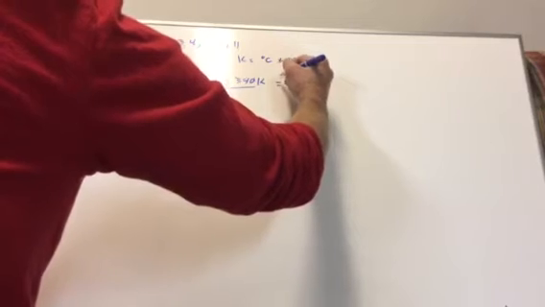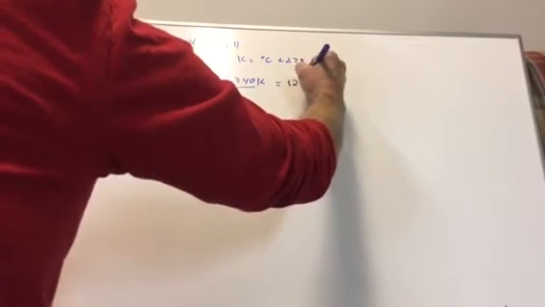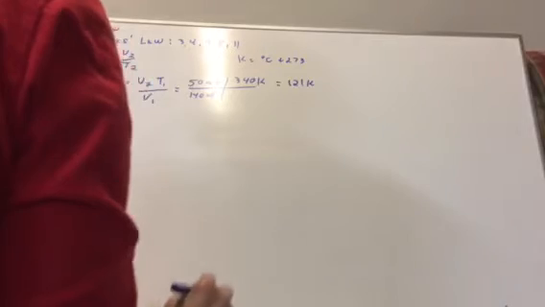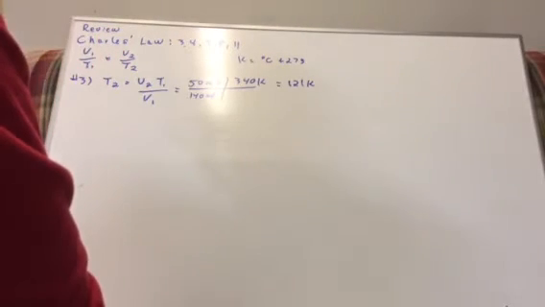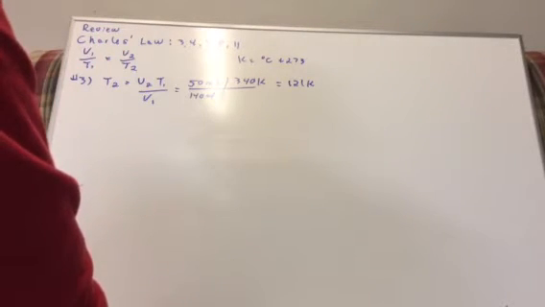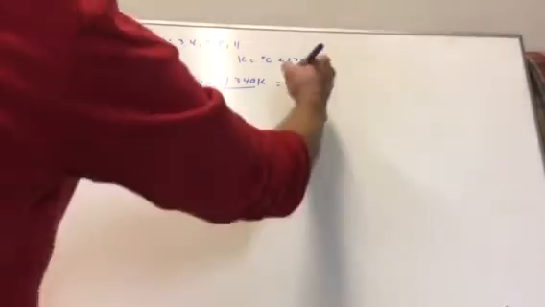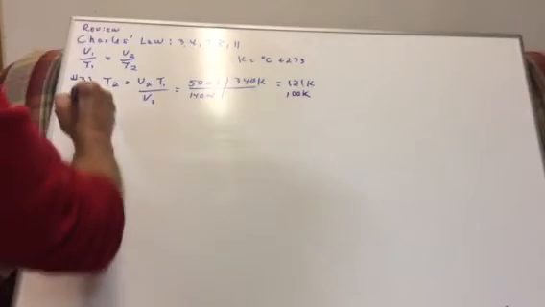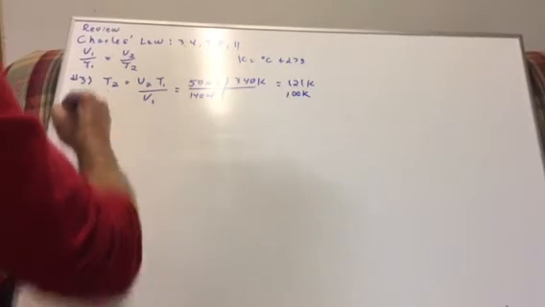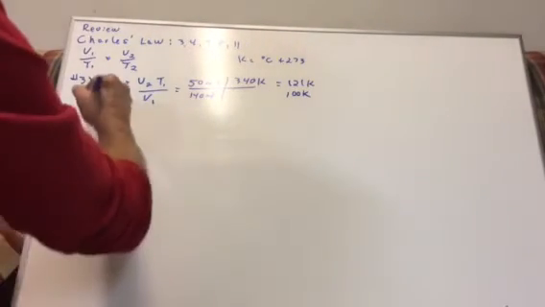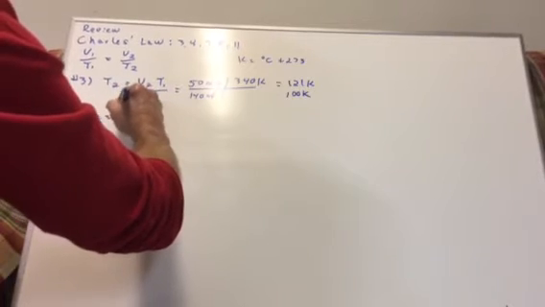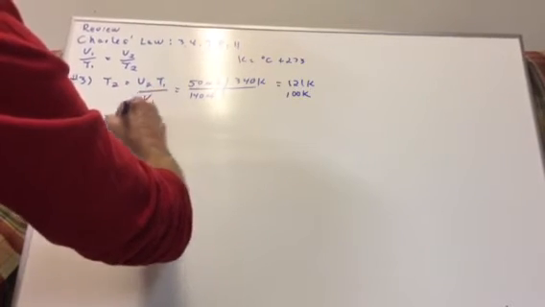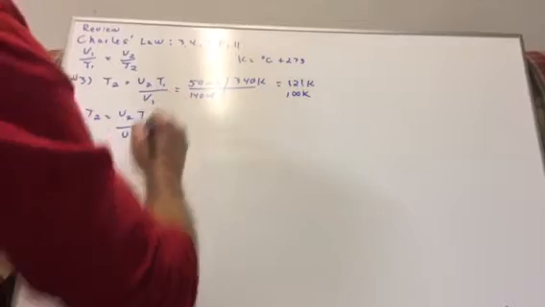So this answer is 121 Kelvin, but unfortunately we only have one significant digit in this one, so technically speaking the answer would be 100 Kelvin. Okay, on problem number 4, you're solving for T2 again, and so it is V2 T1 over V1.